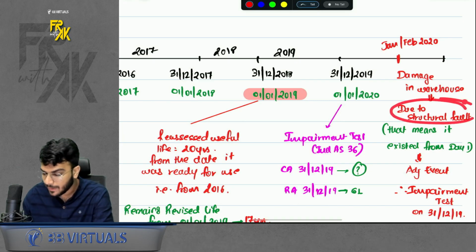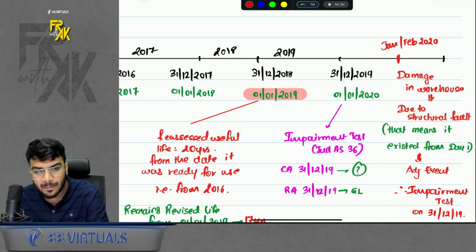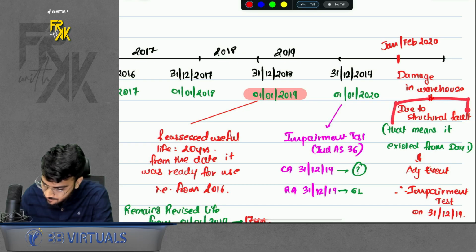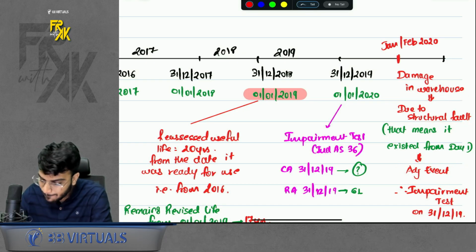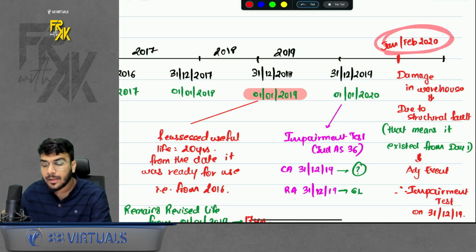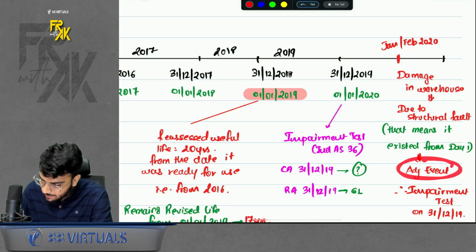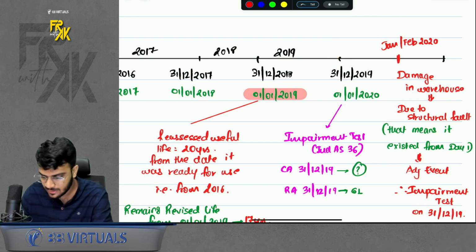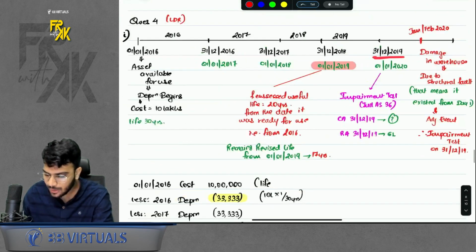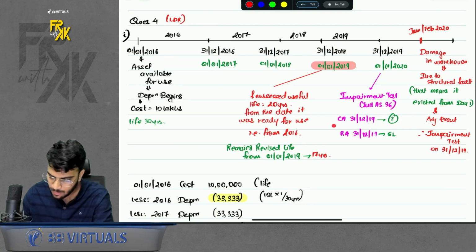Because of this fault, they are saying it is an indication of impairment. So you have to conduct the impairment test. But because it is a fault which is an adjusting event, you will not conduct the impairment test in Jan-Feb 2020. Instead, because it is an adjusting event, you will conduct the impairment test in the immediately preceding financial year, that is 31st December 19. So to conduct an impairment test, we need 2 amounts: carrying amount and recoverable amount.